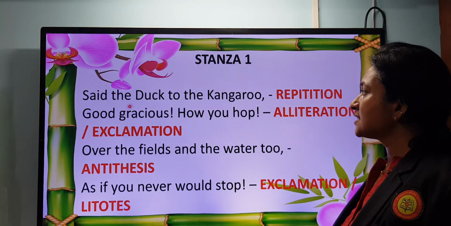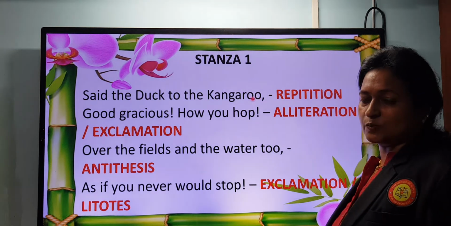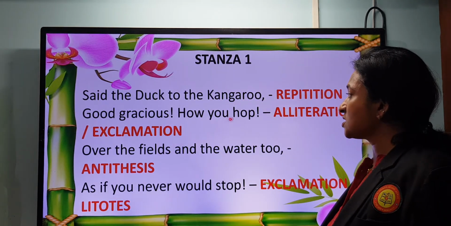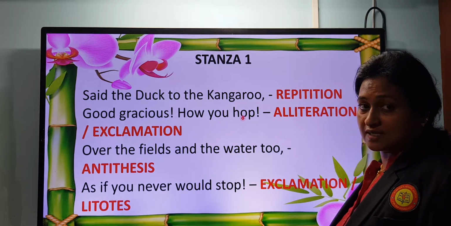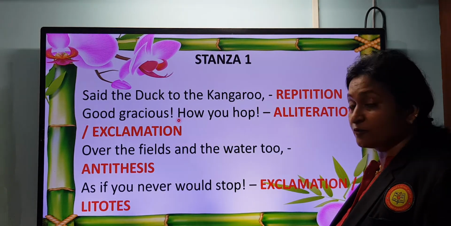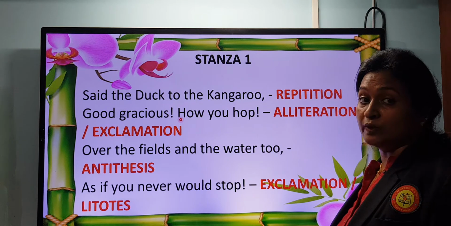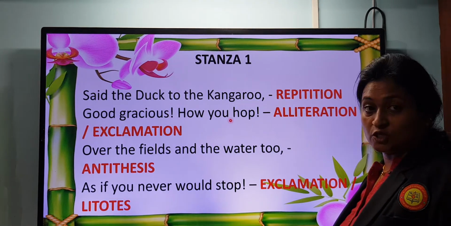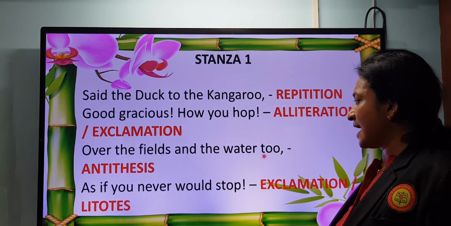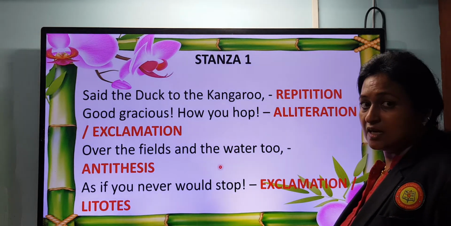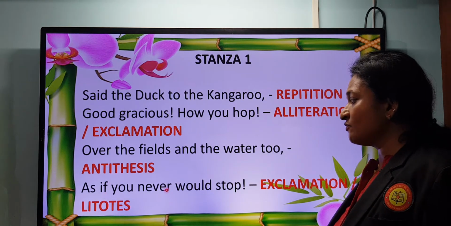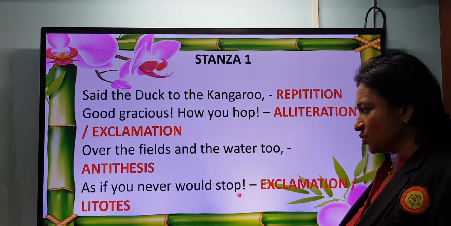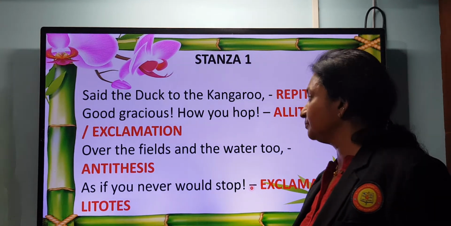First stanza: said the duck to the kangaroo. You know this line has been repeated very often, so this is repetition. Good gracious, how you hop! Exclamatory mark is there, so this is exclamation. Apart from that, we have the H sound being repeated, H, how you hop, so this is alliteration too. Over the fields and the water too: antithesis, contrasting statement. As if you never would stop: never is there, so litotes, and exclamation is also there because of the exclamatory mark.